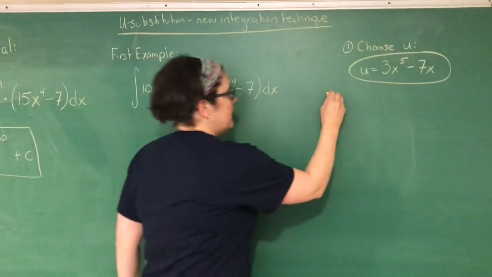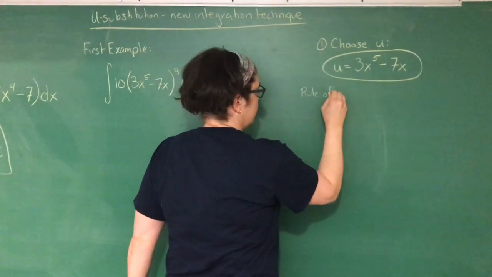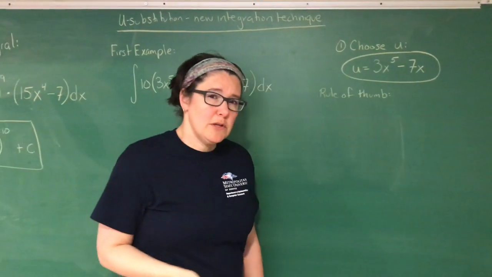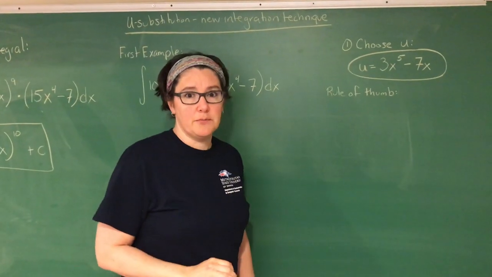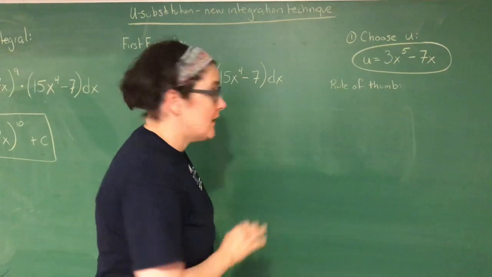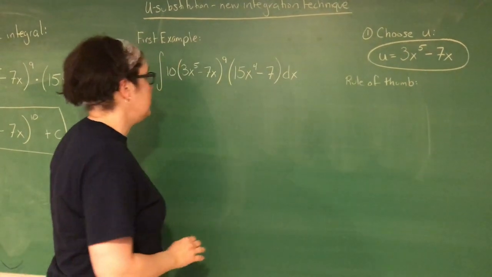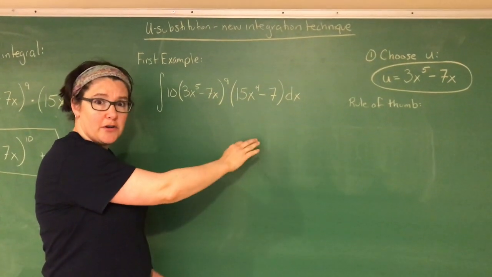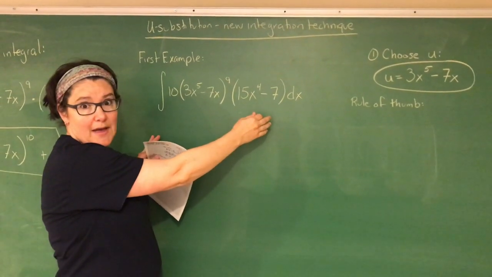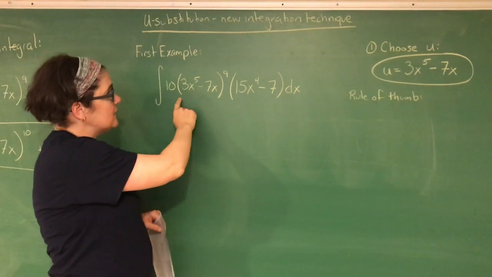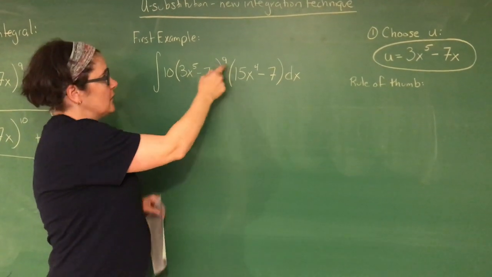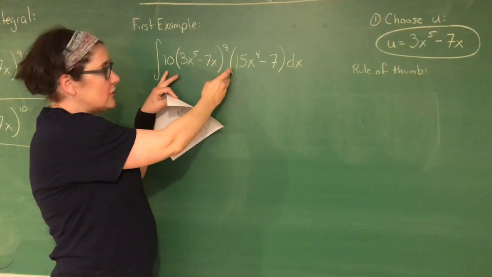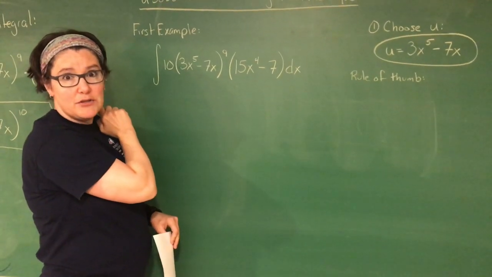Now, as a rule of thumb, and I call this a rule of thumb because it usually works pretty well, but it doesn't work 100% of the time, for how to choose the value for U, one way is to look for the most complicated part of this expression, this function that we have here. In this case, that's the 3x to the fifth minus 7x raised to the ninth. I would think of this as the most complicated part, and then I want to choose the inside to be my U value.